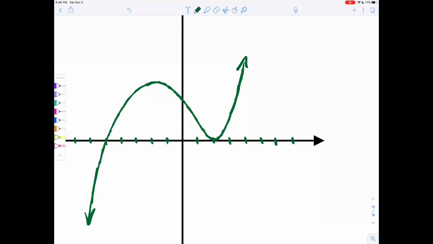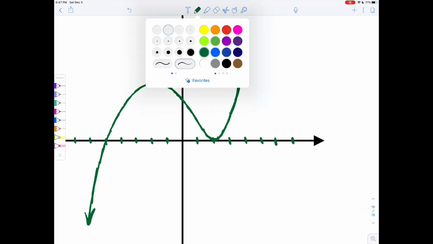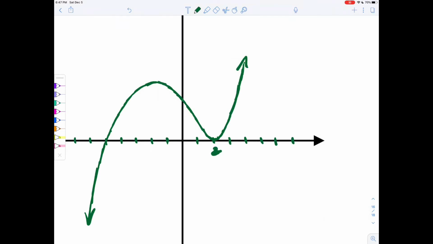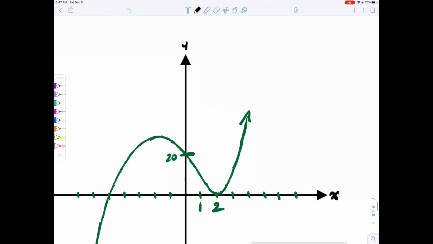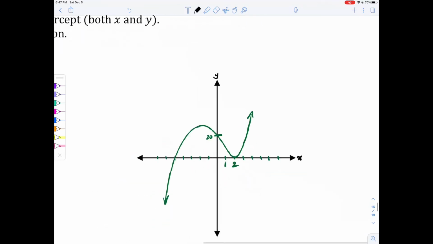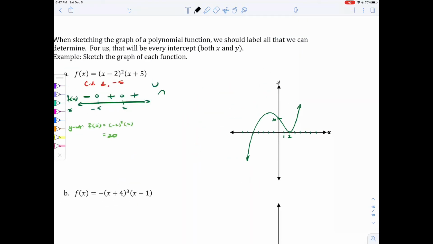And now we can do some labeling. So that's really thick. That's 2. I mean, we could label the 1 if you want to, whatever you want. This right here is our y-intercept. That happened at 20, if I'm not mistaken. And then, of course, our axes. This is x, and up here is y. This thing is graphed. We can see how it matches with our sign diagram, that we go from negative to positive to positive. Right? So we're negative, then we're positive, and then positive again. So that's how it all matches up.